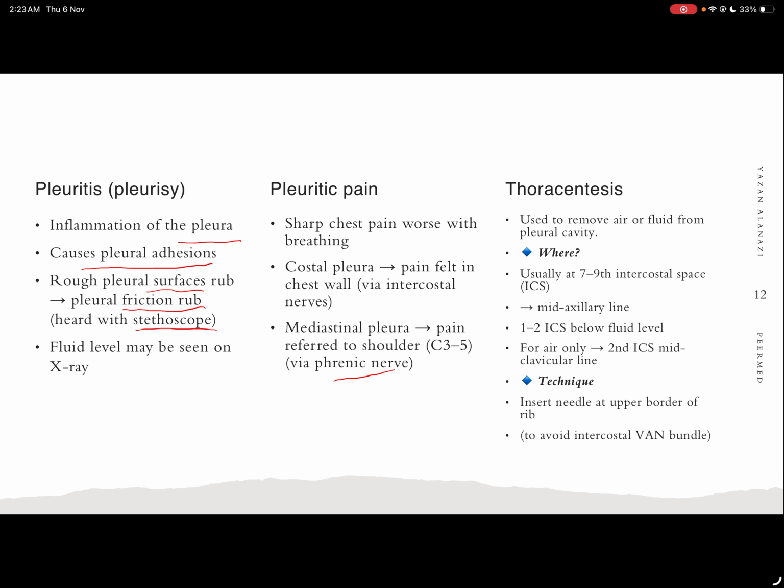And we have thoracentesis. It's a technique used to remove air or fluid from the pleural cavity. Where it's done is important, you have to know where. It's between the 7th and the 9th intercostal space. Exactly where? In the mid-axillary line. Okay? In the mid-axillary line. The technique is that we insert a needle at the upper border of the rib to avoid the intercostal bundle, as here.